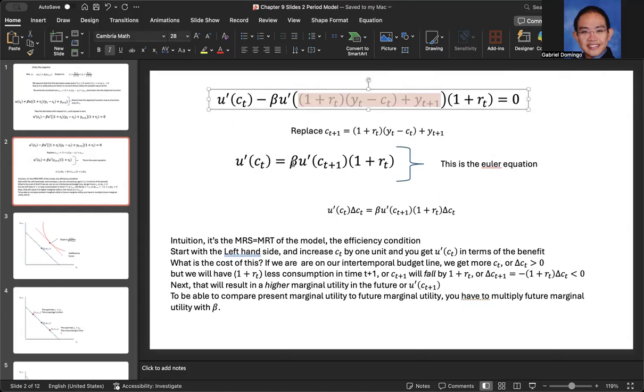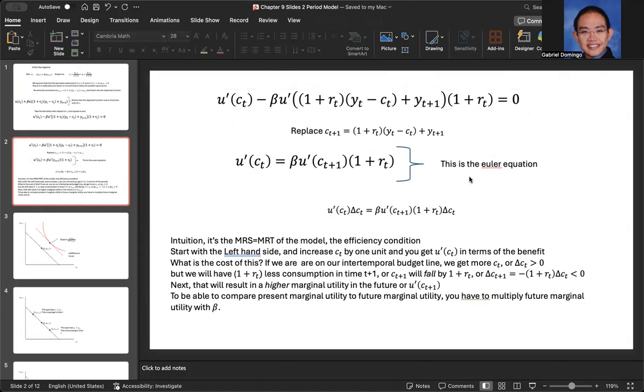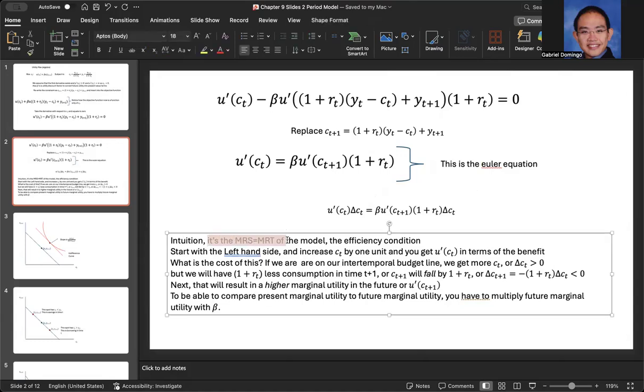So now you have a marginal benefit, marginal cost interpretation to the first order condition. And this is what's called the Euler equation. It'll give you the time path or the law of motion for consumption, generally speaking. So one of the most important concepts in this book is the Euler equation. So you should take time to understand the intuition of the Euler equation. As for the intuition, it's just the MRT is equal to MRS of the model, right? This is the efficiency condition.